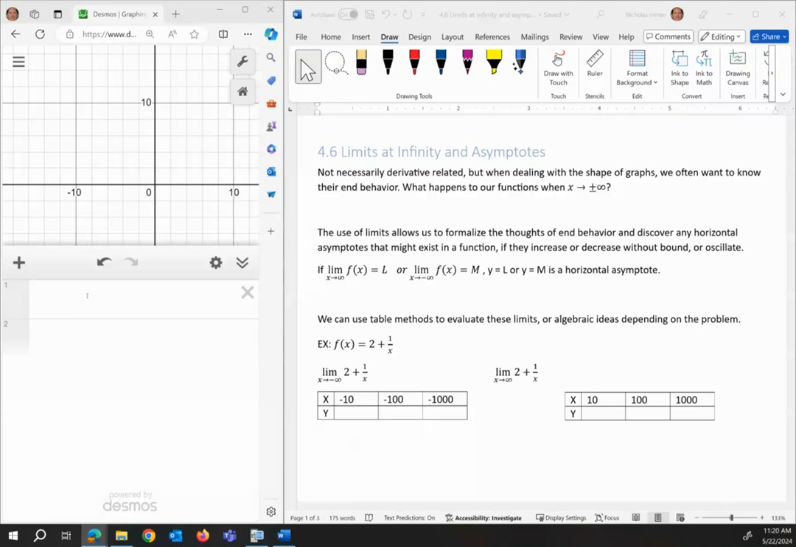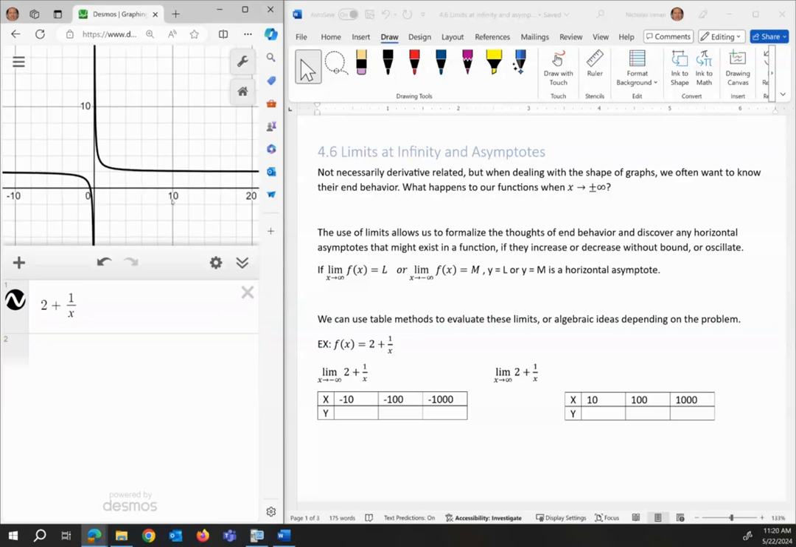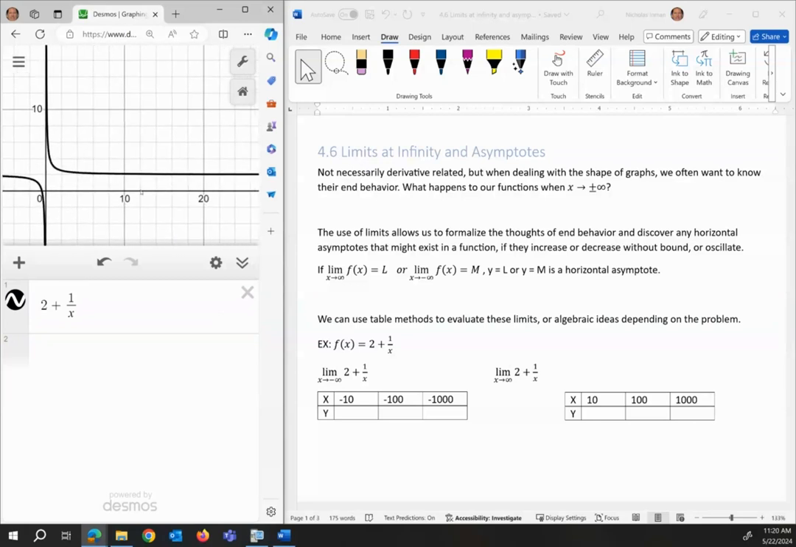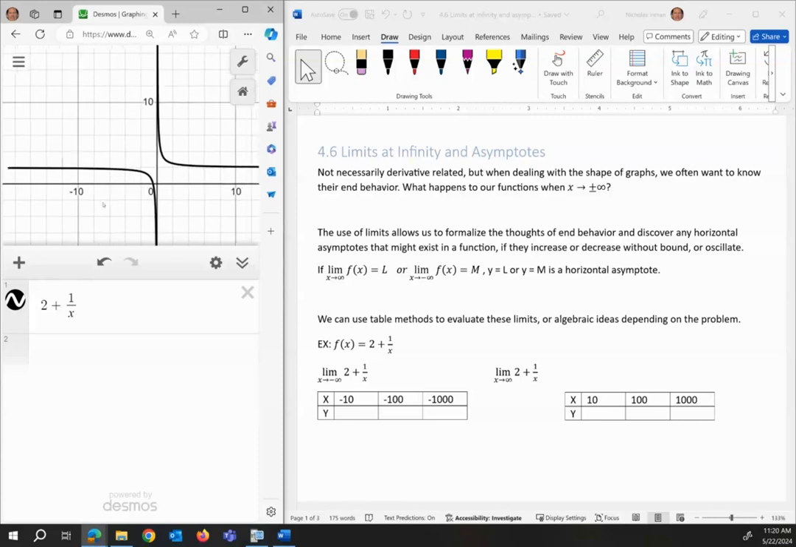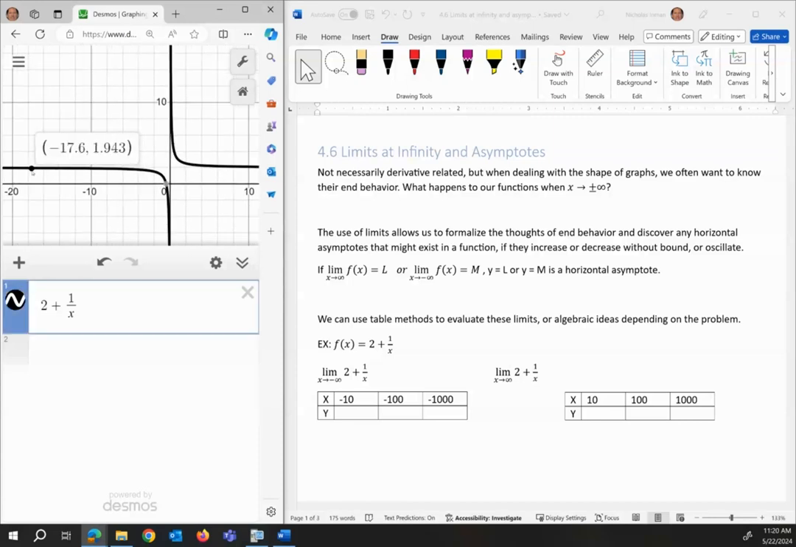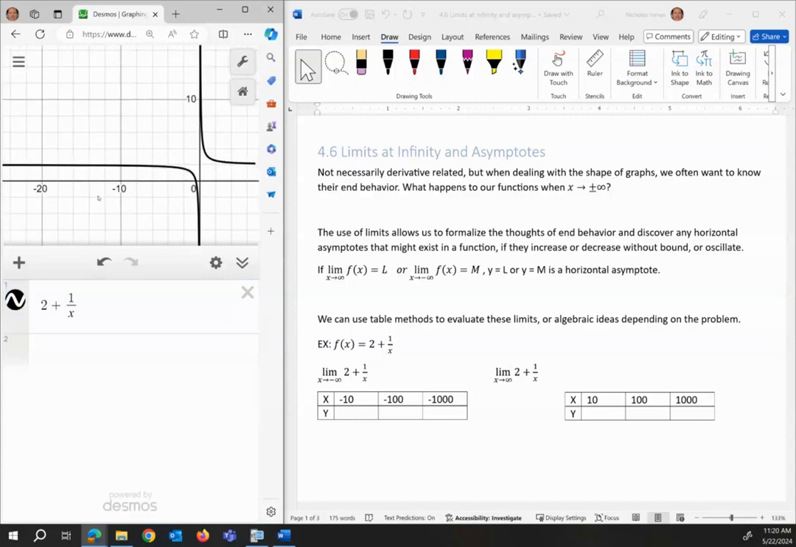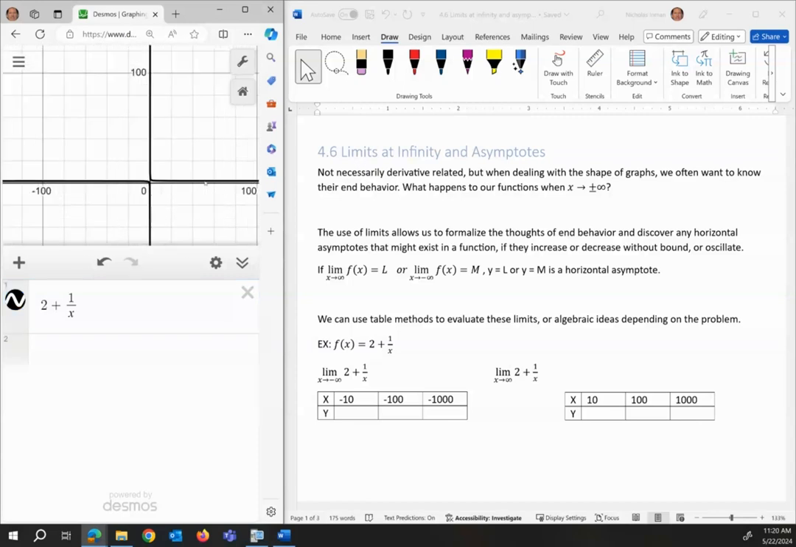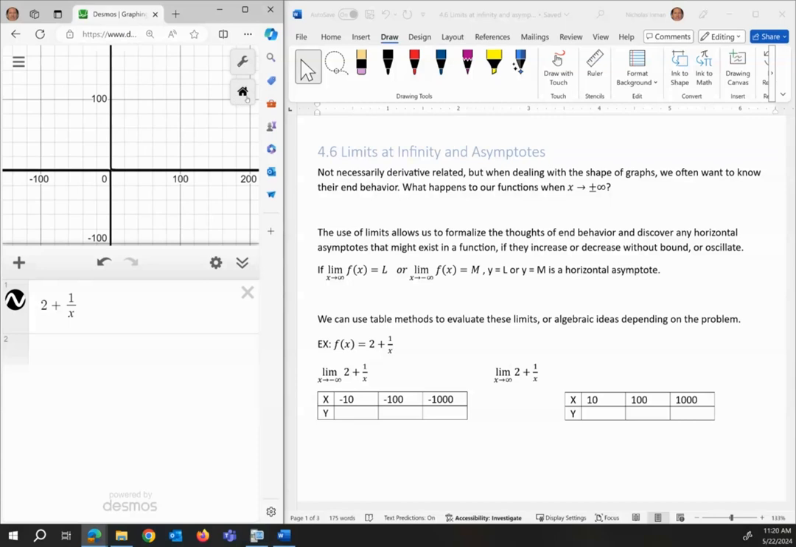So the first one we have is f of x equals 2 plus 1 over x. If we look at a graph of this, we'll notice this graph levels out on the right side, and it levels out on the left side. Those y values look like they level out at a height of 2. If we keep going, we don't suddenly see another shoot up. It's just stuck there.